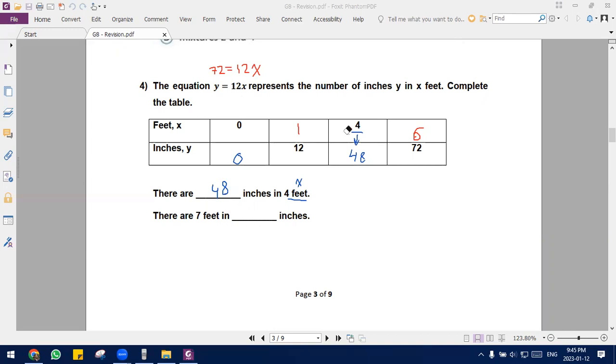Now, for the second one, we have there are 7 feet. So now they are giving me x. So they said x is 7. Then what is y? Now here in the table, as you can see, there's no 7 here. It's okay. We just replace x by 7 in the equation. So instead of x, you replace it with 7. Now 7 times 12 will give you 84. So in 7 feet, we have 84 inches.